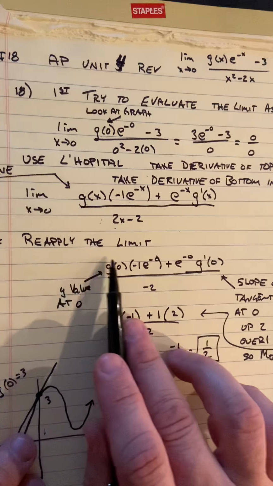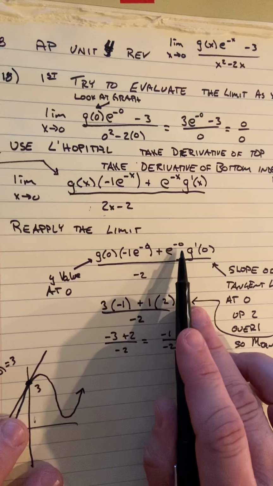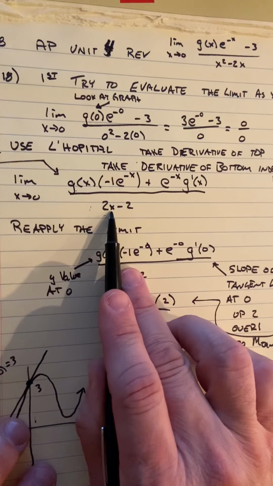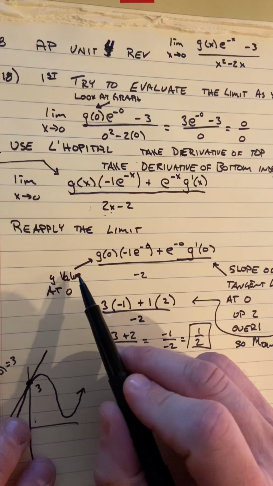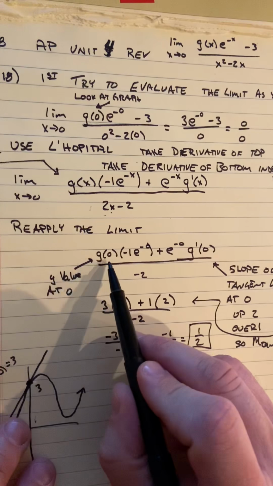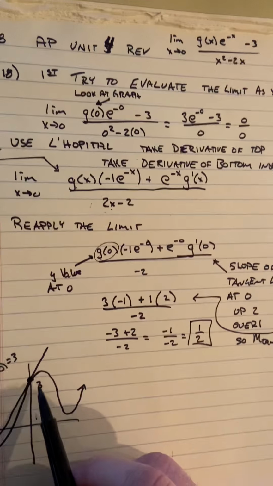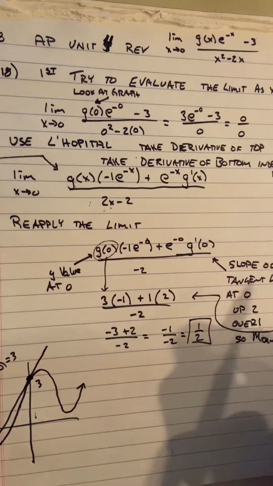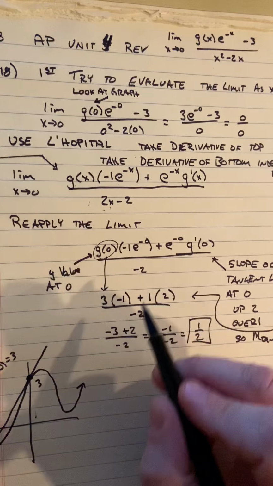Here it is. It's time to reapply the limit. Change all your x's back into zeros. When you change that bottom one into 0, everything drops out. That's nice, and you're left with -2. We need to find the y value again at 0. So look at the equation. The y value is 3. So that got replaced with a 3. Anything to the 0 power is 1 times that -1.